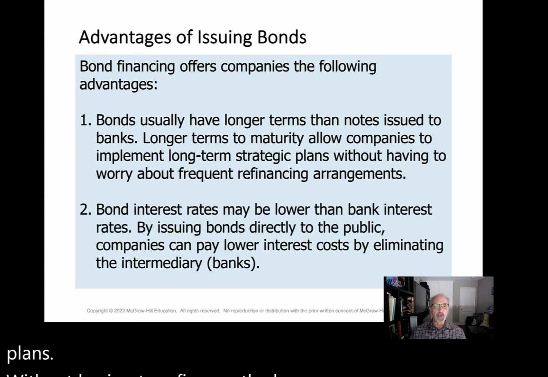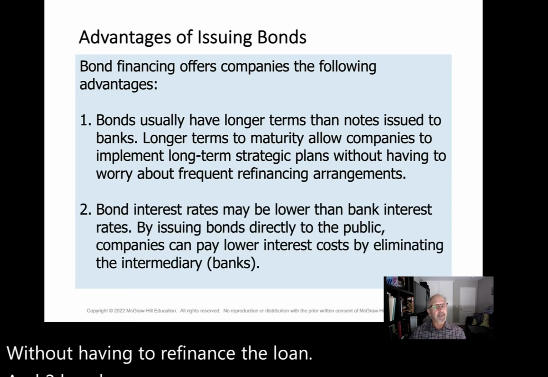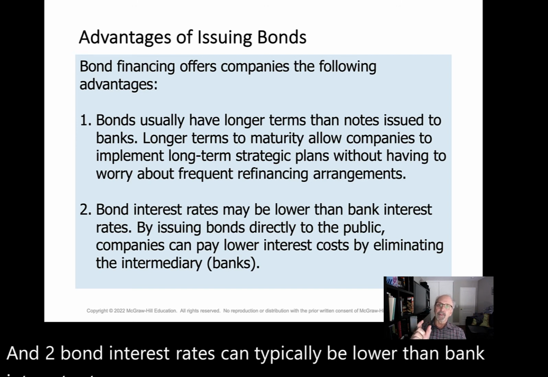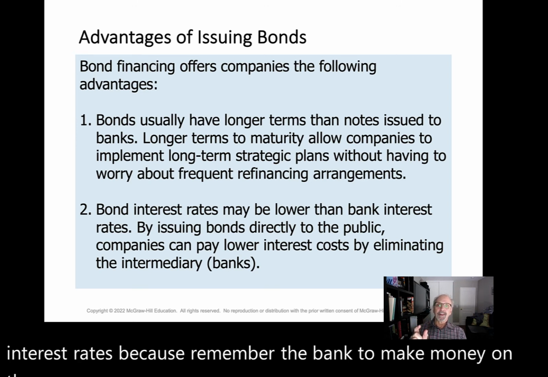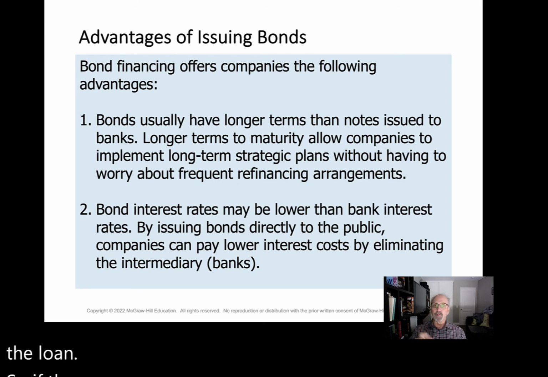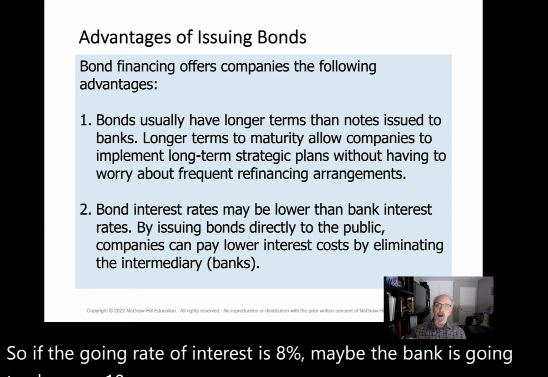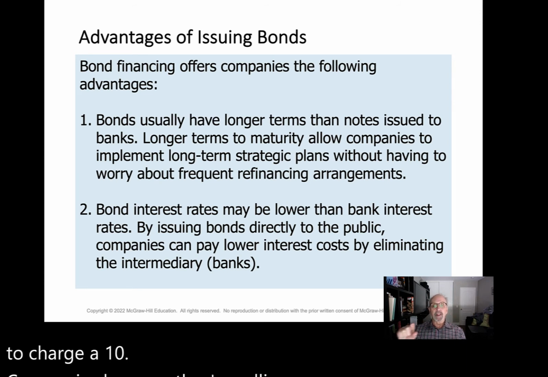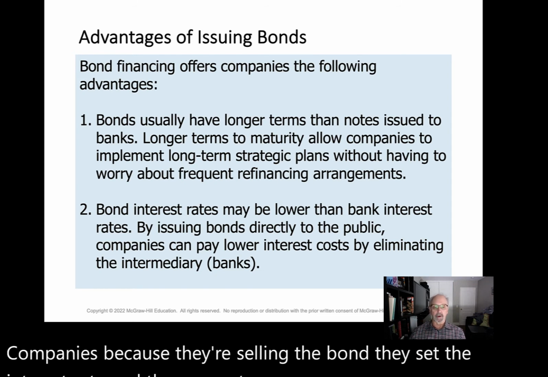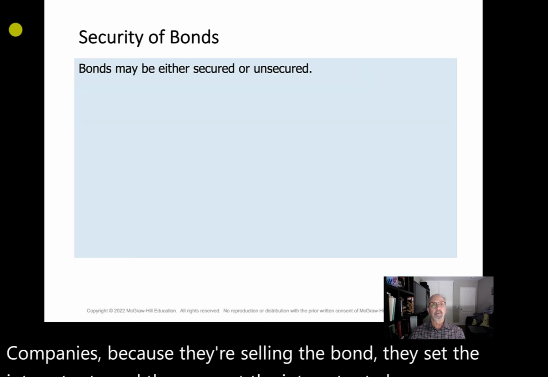And number two, bond interest rates can typically be lower than bank interest rates. Because remember, the bank has to make money on the loan. So if the going rate of interest is 8%, maybe the bank is going to charge you 10%. Companies, because they're selling the bond, they set the interest rate, and they can set the interest rate lower.